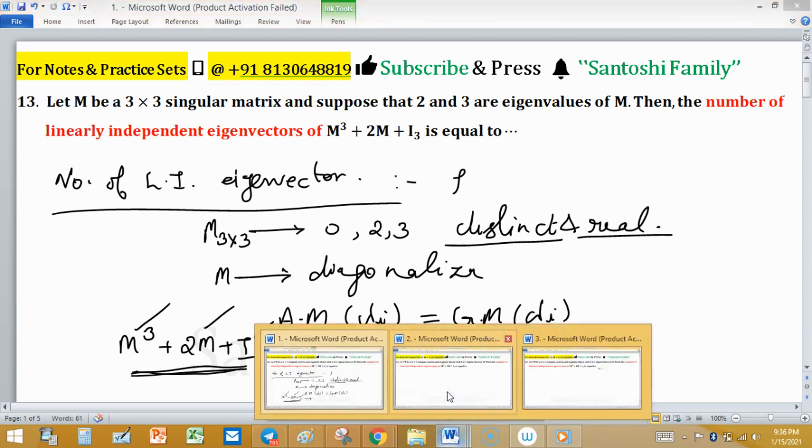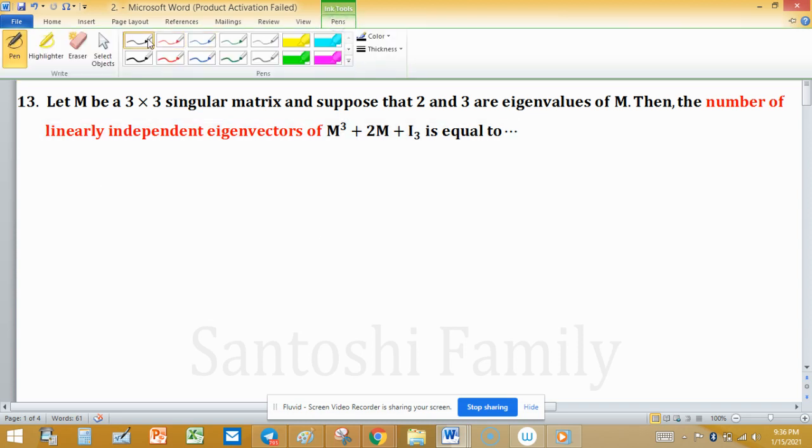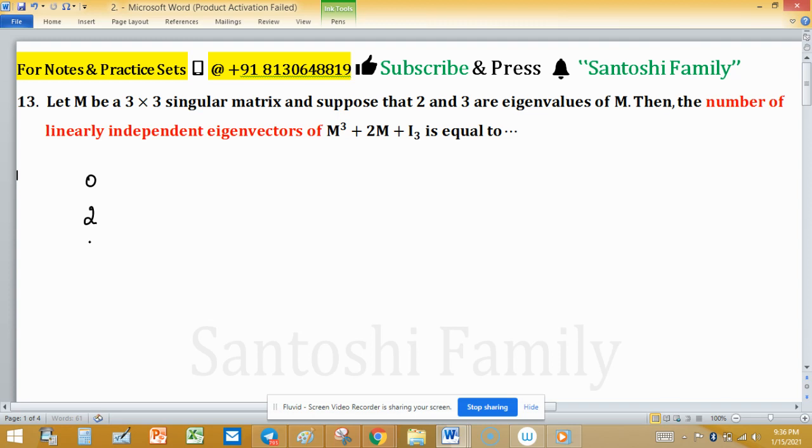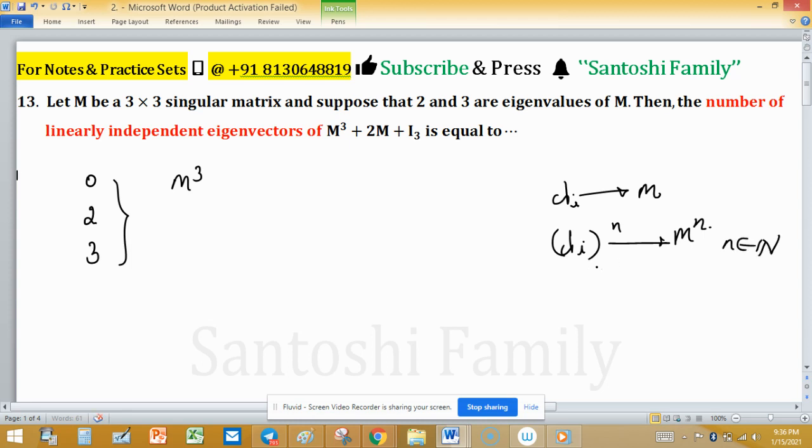As we know, eigenvalues of M are 0, 2 and 3. So eigenvalues of M cubed will be as follows: if lambda is an eigenvalue of matrix M, then lambda i raised to the power n will be an eigenvalue of M raised to the power n, when n is a natural number. Also the scalar multiplication rule holds: if lambda is an eigenvalue of M, then c lambda will be an eigenvalue of c times the matrix. So eigenvalues of M cubed will be 0, 8 and 27.